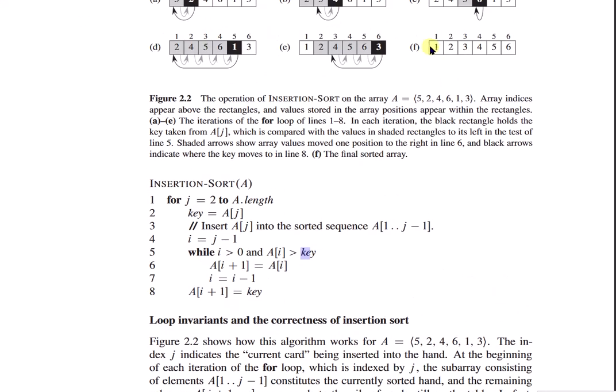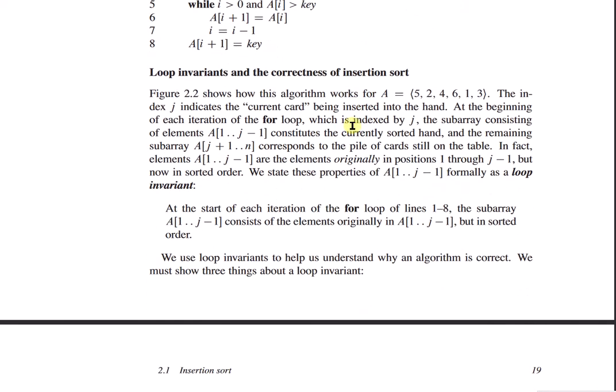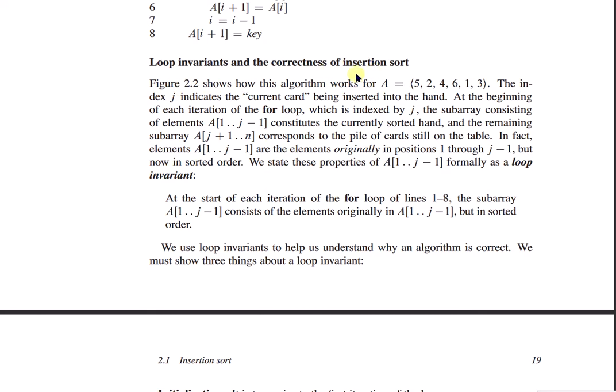Okay, we have the final sorted array, and in place we are not using any other new location, so the sorting happened in place. Loop invariants and the correctness of the insertion sort. Figure 2.2 shows how this algorithm works. The index j indicates the current card being inserted into the hand. At the beginning of each iteration of the for loop, which is indexed by j, the subarray consisting of elements A of 1 to j minus 1 constitutes the currently sorted hand, and the remaining elements correspond to the pile of cards still on the table. In fact, elements originally in positions 1 through j minus 1 are now in sorted order.